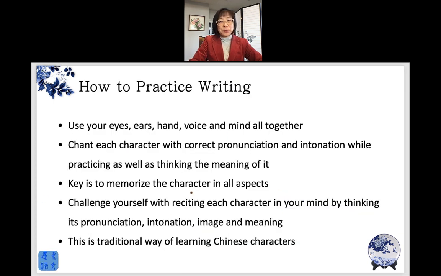Here's how to practice the writing. Please use your eyes, ears, hand, voice, and mind all together. And chant every character with correct pronunciation and intonation while practicing, as well as thinking the meaning of it, and also think the image of it. The key is to memorize the characters in all aspects. Try to challenge yourself with reciting each character in your mind by thinking its pronunciation, intonation, image, and meaning. This is the traditional way of learning Chinese characters.